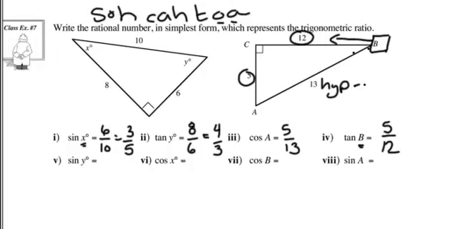Okay, let's move on to the next one. The sine of angle y. So here's angle y. We already did the sine of angle x. So in this case, again, we're going to go opposite over hypotenuse. The side across from the y is 8, and of course the hypotenuse of that triangle is 10. And always reduce if you can.